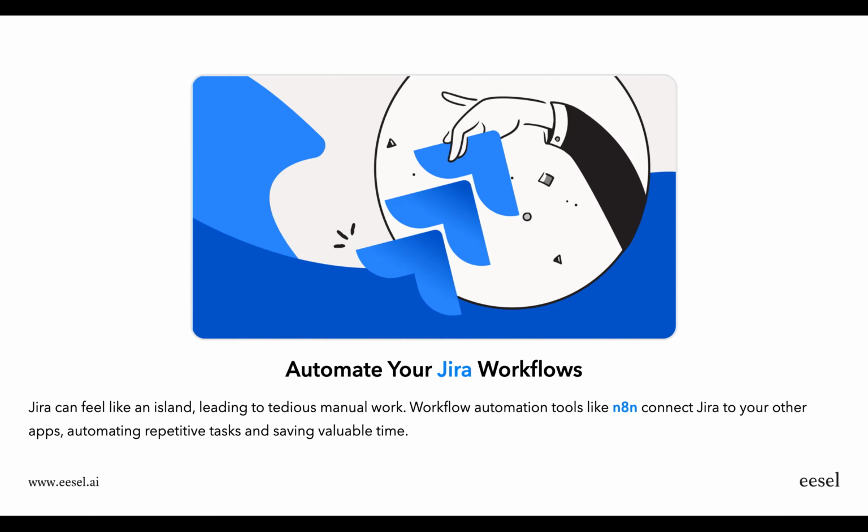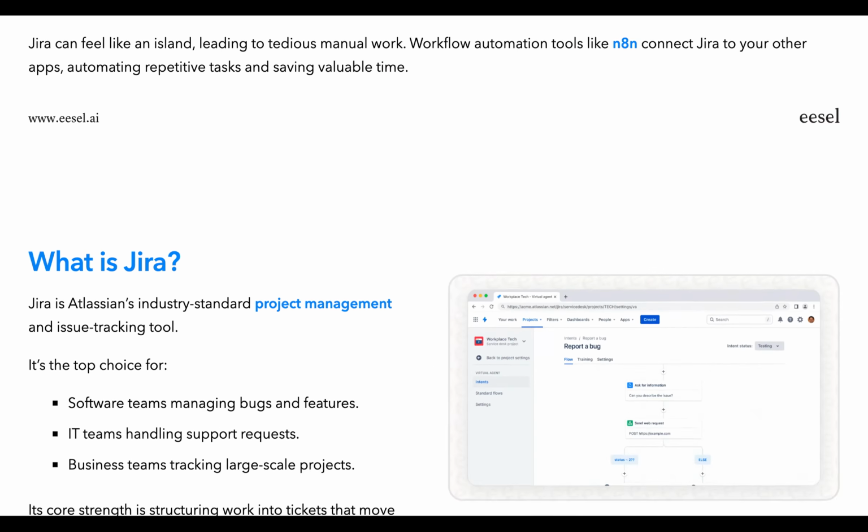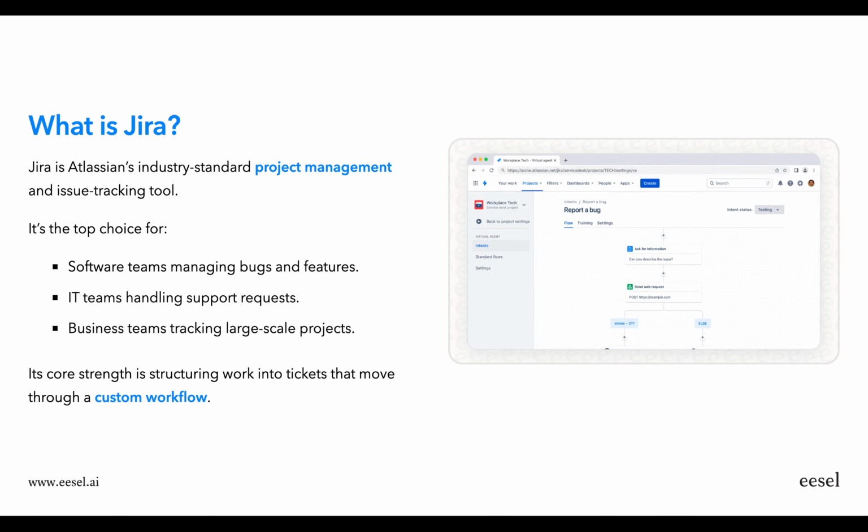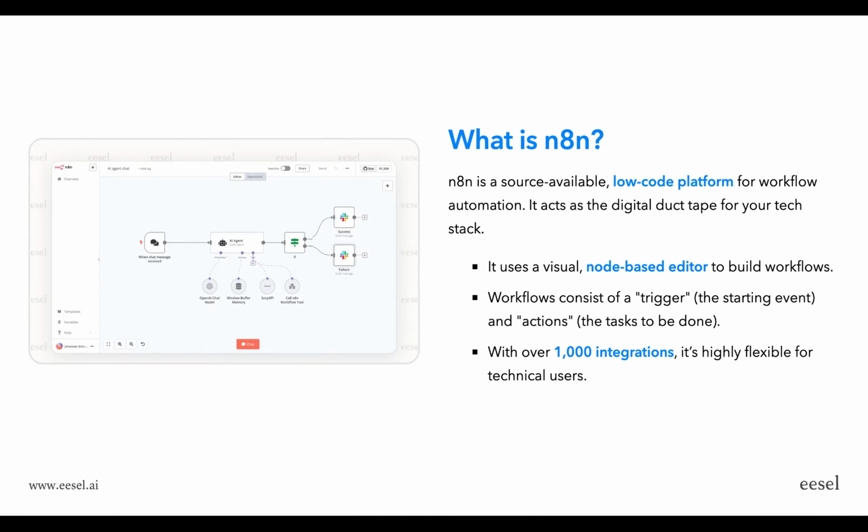That's where a tool like n8n comes in, connecting Jira to your other apps and automating all that tedious, repetitive work. So let's start with a quick refresher. Jira is Atlassian's powerhouse for project management, especially known for structuring work into tickets that move through a custom workflow. And what about n8n? Well, think of it as the digital duct tape for all your apps. It uses a visual, node-based editor to connect different tools and automate tasks with triggers and actions.